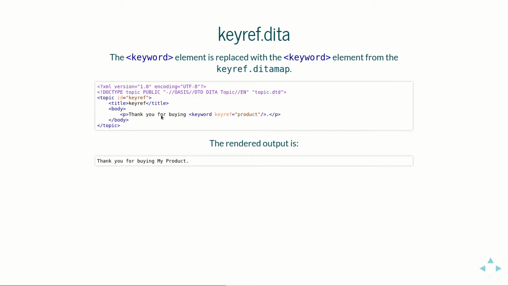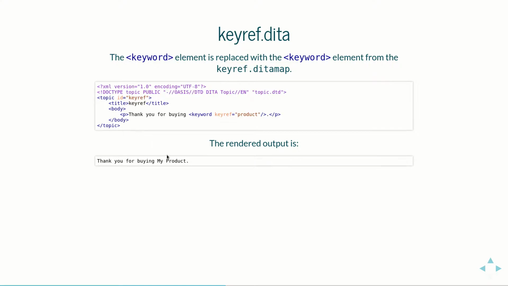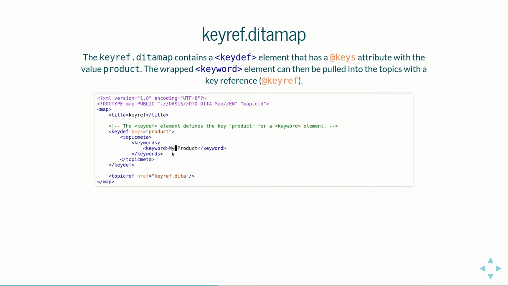So using this keyref principle, we can simply extract the product name, in this case, from the information chunk itself. So that means we can reuse this topic at any time and change the product name by simply defining another product name on the DITA map.